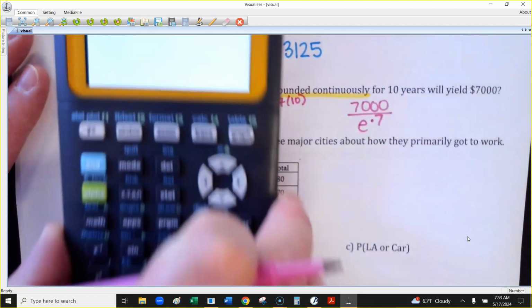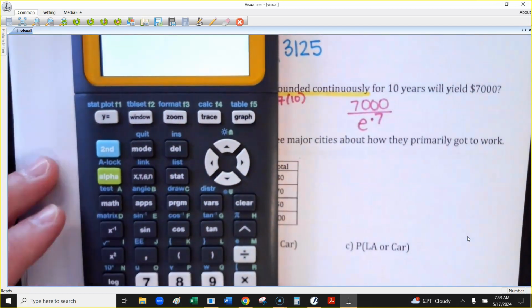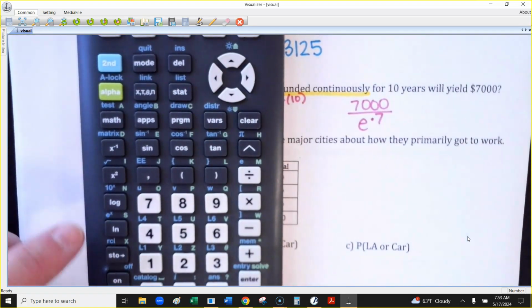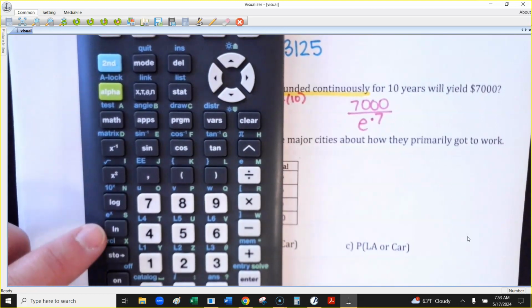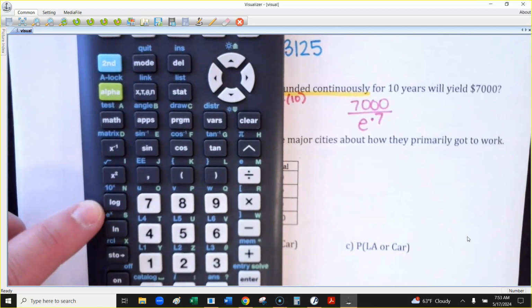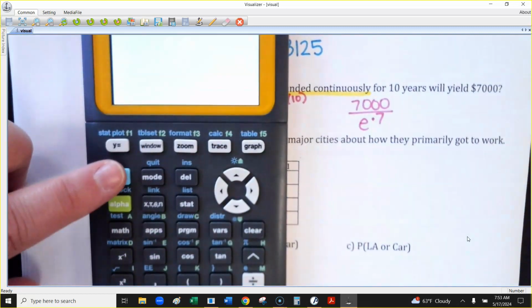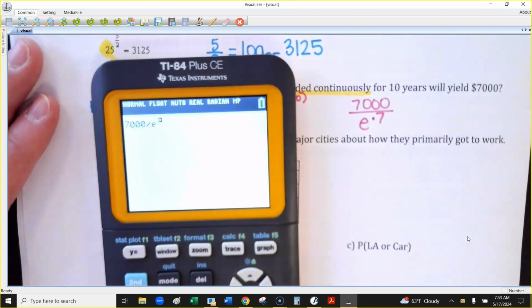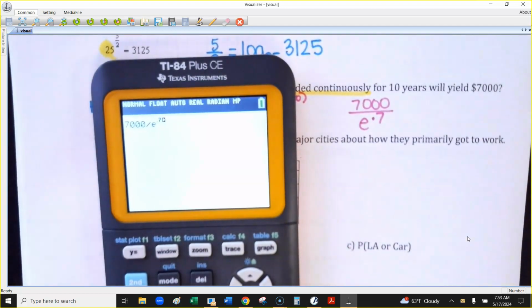Now I'm just going to remind you where that's at. So 7,000 divided by, now your e button, to get it, you have to hit second. And if you have a scientific calculator, it's probably the same thing, but in a different spot. If that natural log button is by the 4, e to the x is the second function for that. So just hit second and that natural log button, and I'm not on the screen, sorry. And then you can just type the 0.7. And this will give us our answer.